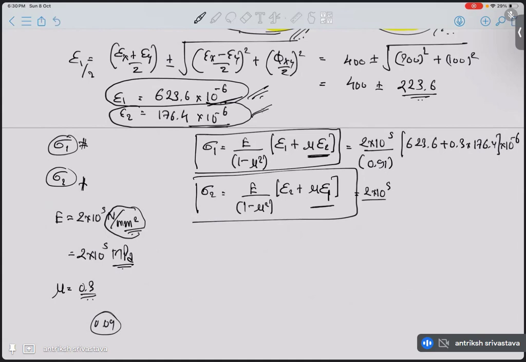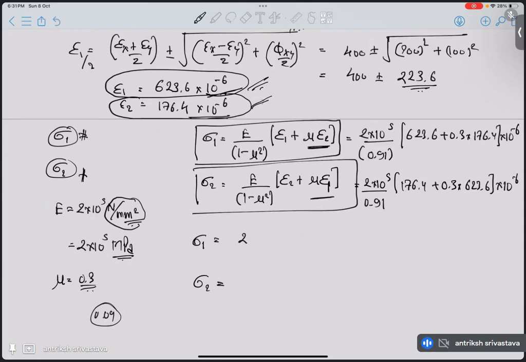Similarly, I can just write here also, and then probably you guys can calculate and tell me what is the principal stress. Okay, now can you guys tell me what is sigma 1 and sigma 2? So we have here 2 by 0.91, we can say, by summarizing all these things, and 623.6 plus 0.3 into 176.4, that is 52.92.